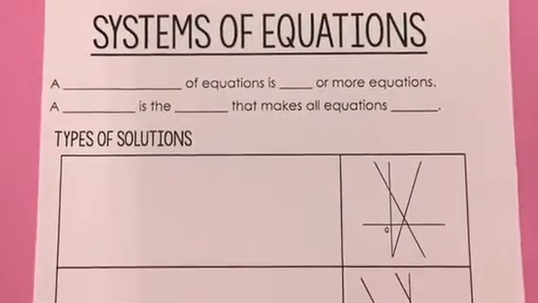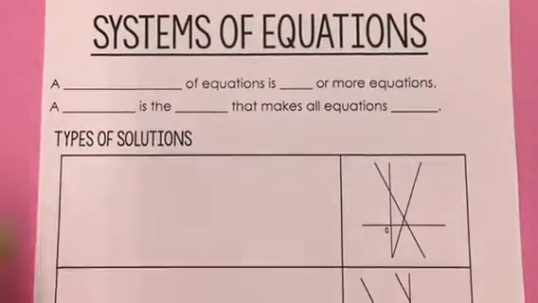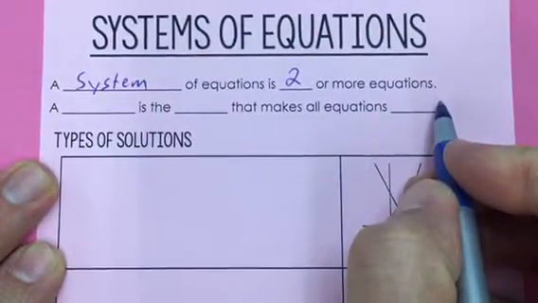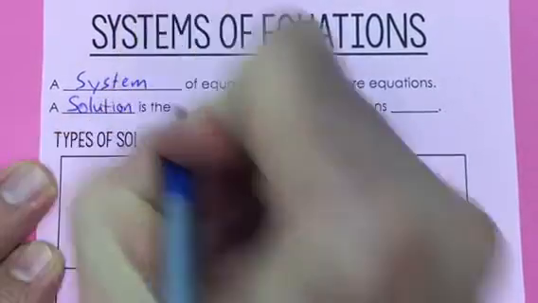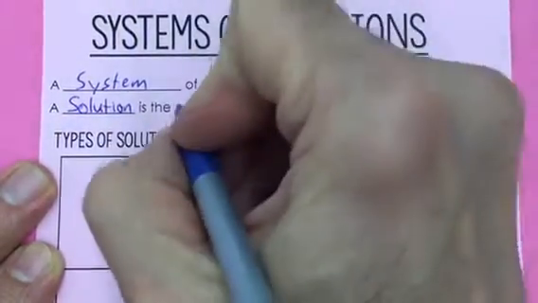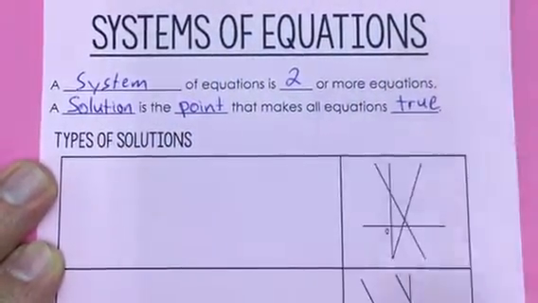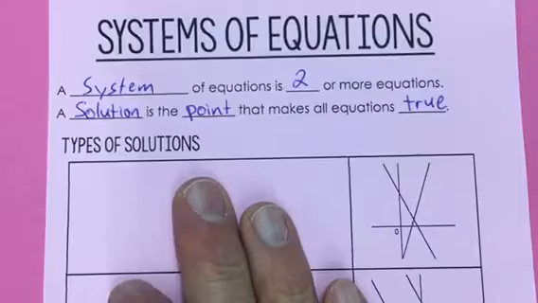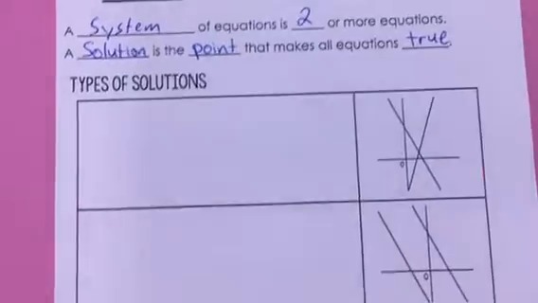So what we're going to do now is talk about systems of equations. A system of equations is two or more equations. A solution to the system is the one point that makes all equations true. We're going to be talking about graphing, but later on we're also going to talk about how to solve a system without graphing. But this is a good visual representation of how it works.